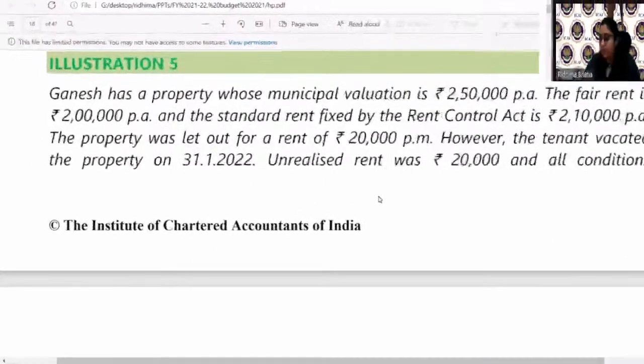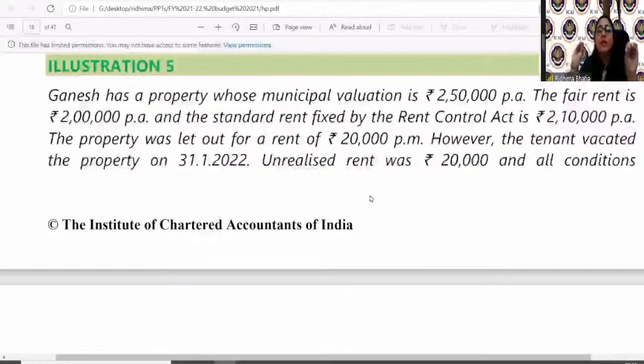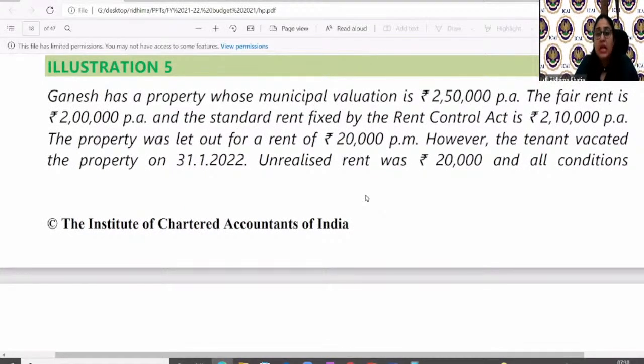I told you whenever the property is vacant, whenever actual rent plus vacant period rent is more than my expected rent, then in that case we can take actual rent as my gross annual value. Why? Because the actual rent is lower than the expected rent just because of the period of vacancy. Had it been let out for the whole year, it would have been higher. So this is a genuine case. Hence, we'll take actual rent as my gross annual value. So which would be 20,000 into 10, 2 lakhs. So 2 lakh would be my gross annual value.